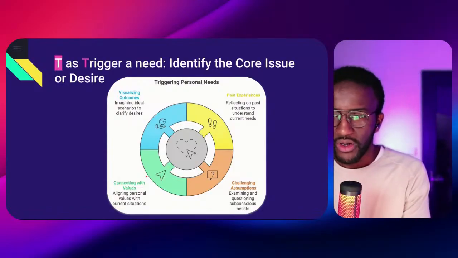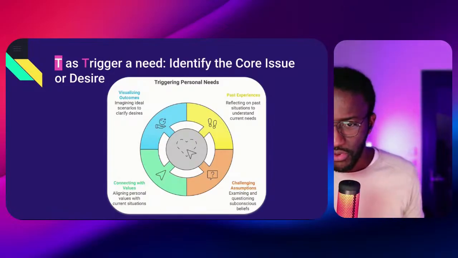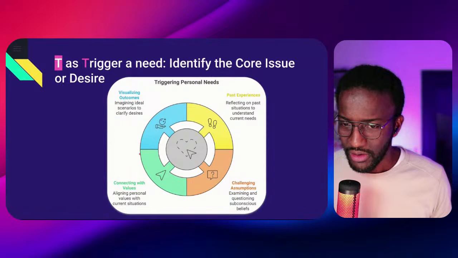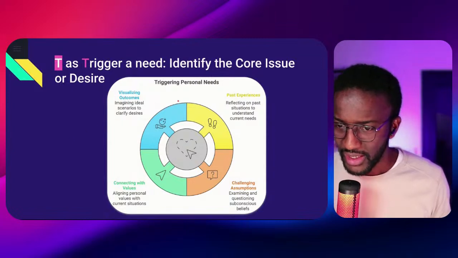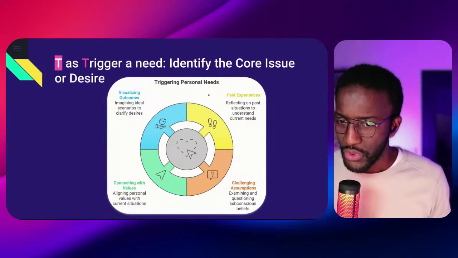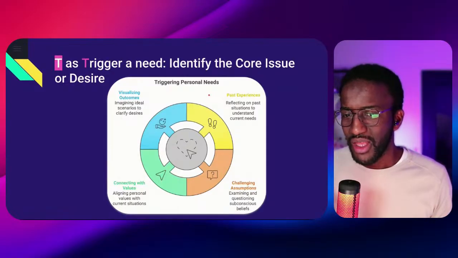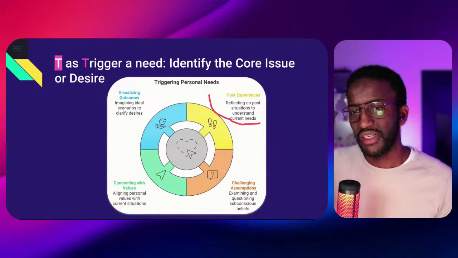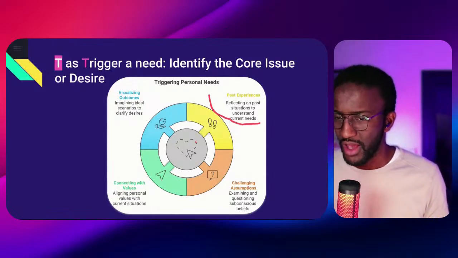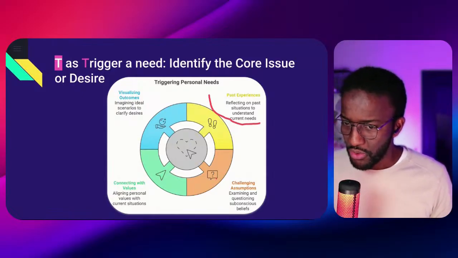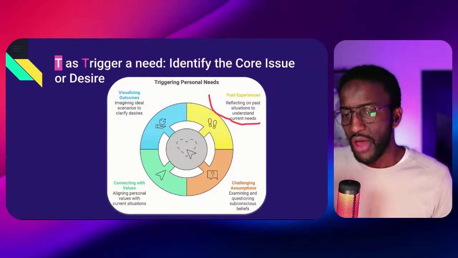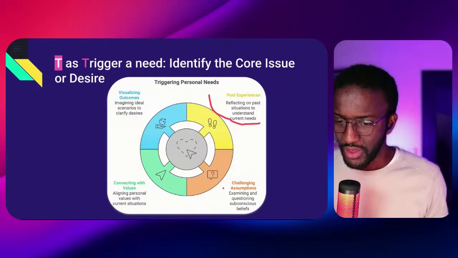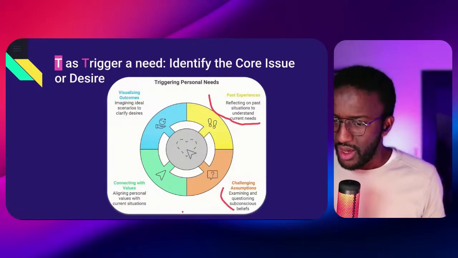identify the core issue or desire. You can do this in different ways. Maybe you can reflect on the past experiences that you had, and on the situations that made you understand what your current needs are. Maybe you have some needs which derive from past experiences. Maybe you can also challenge assumptions that you have about life, about the situation in general. This is something that you can do.